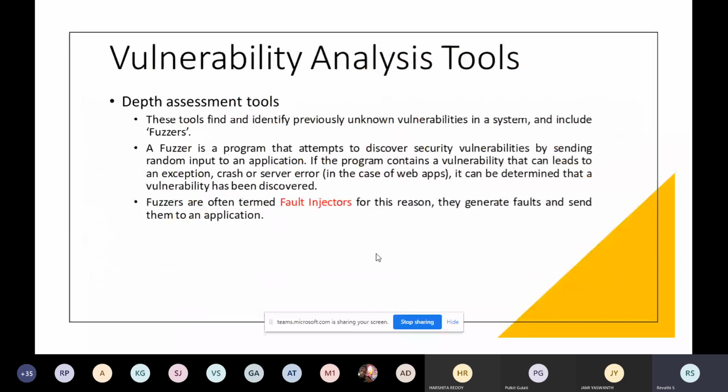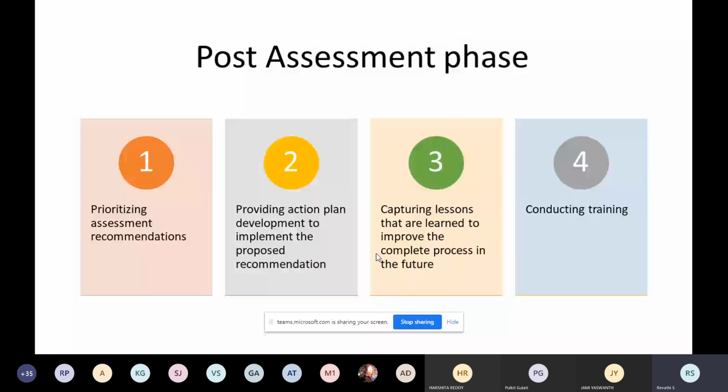So after completing the vulnerability assessment phase comes the post-assessment phase. In almost every case, whatever it may be, you will have a last stage called the post phase. Even in incident handling, the last stage is the reporting stage. So the post-assessment phase is nothing but reporting.